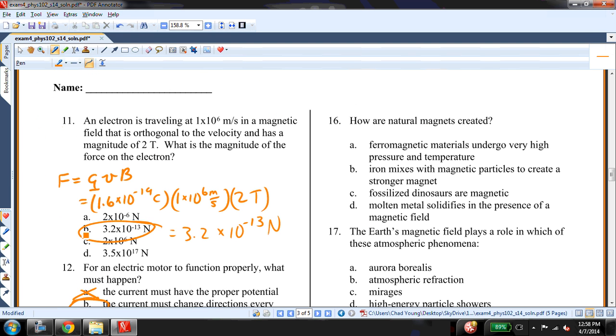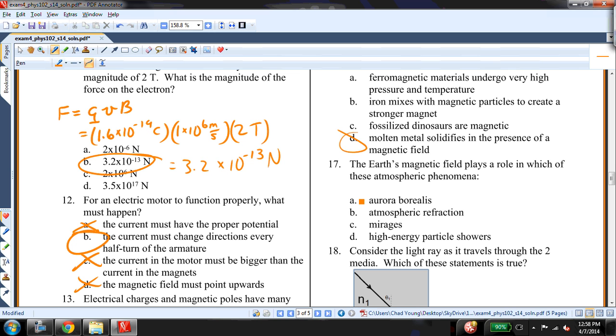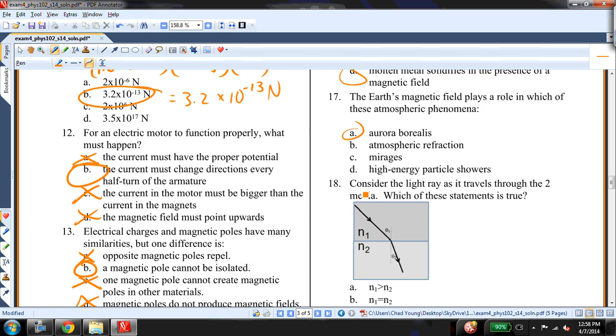All right, how are natural magnets created? It's going to be D. Molten metal solidifies in the presence of a magnetic field. And the Earth's magnetic field plays a role in which of these atmospheric phenomena? That would be aurora borealis.